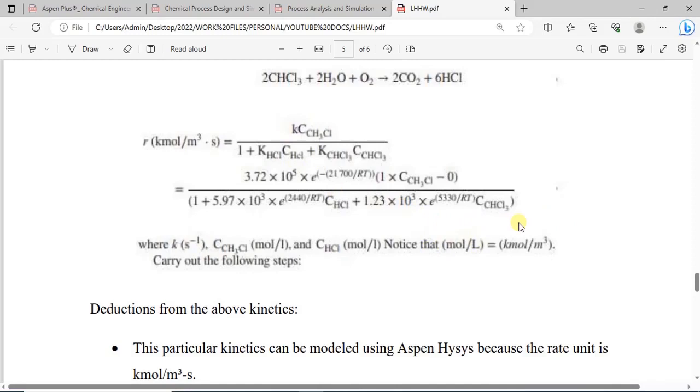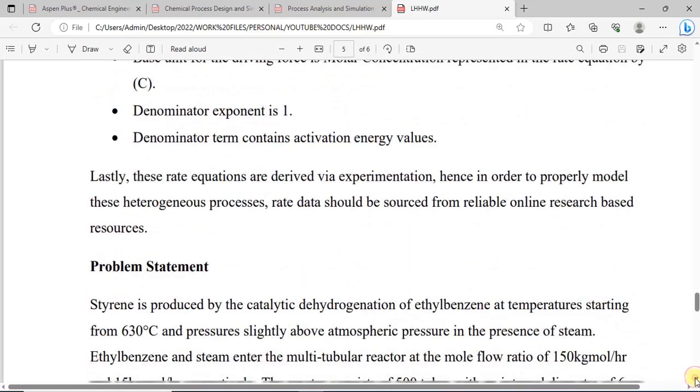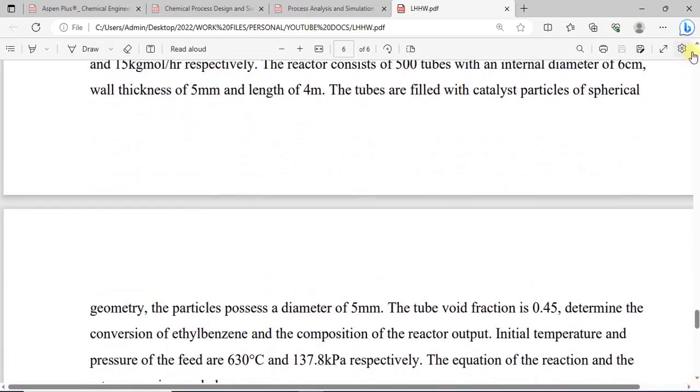So basically that's how these rate expressions work. It is very important that you understand how to interpret these rate expressions, because your output is based on the kinetics you input. Also, you can see here that Kb is equal to 0 because it's just a forward reaction. Based on this knowledge, we'll be solving a problem, so we'll make this tutorial problem based.